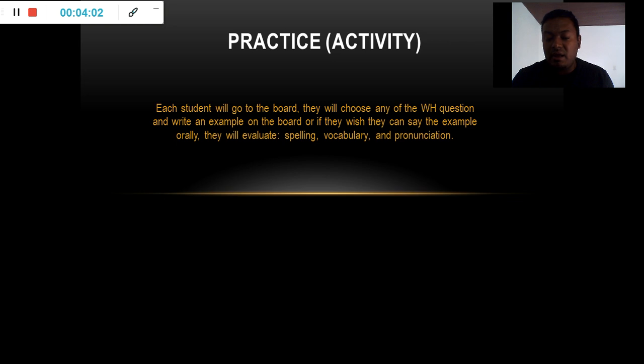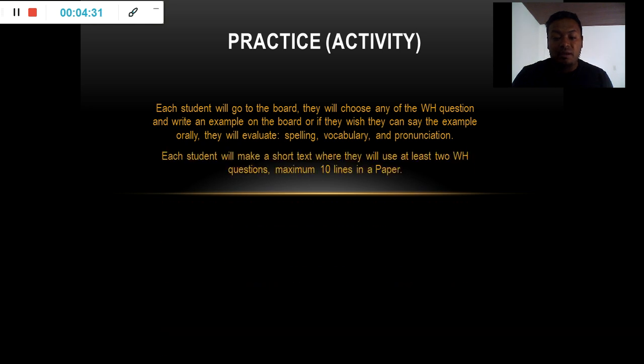In the classroom, each student will go to the board. They will choose any of the WH questions and write an example on the board, or if they wish, they can say the example orally. The teacher will evaluate spelling, vocabulary, and pronunciation. Each student goes to the front of the classroom and says an oral expression, one sentence about the WH question.